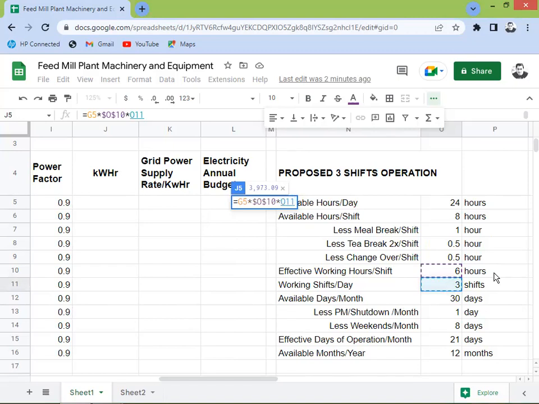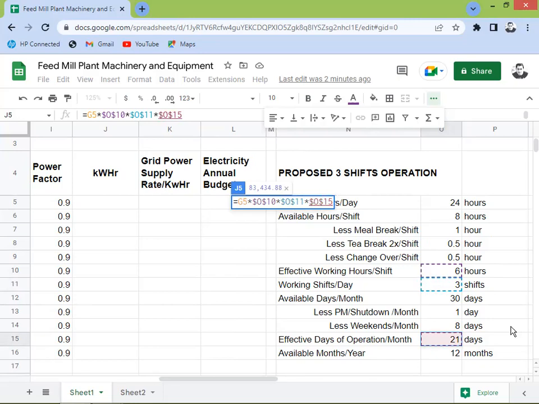So that would be on location 011. Again, you include the absolute cell reference F4. Then again, multiply by one. Which one next? It would be this one, the effective days. Instead of having 30 days, we're just operating the plant in 21 days per month. So that would be included also. And then F4.